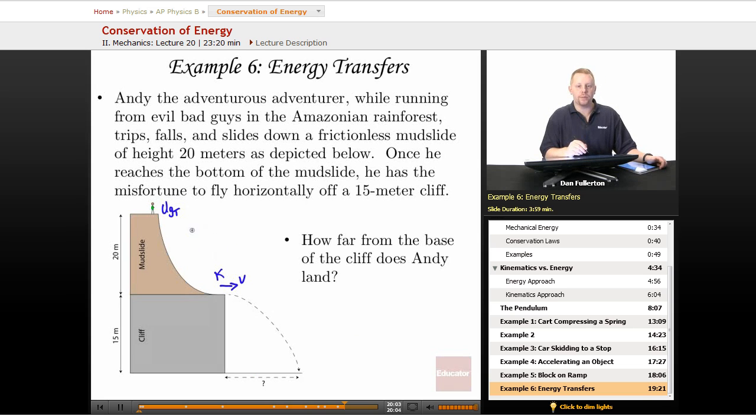Well, let's treat this as two problems. A conservation of energy problem here to find his horizontal velocity, and a review of projectile problems down here to figure out where he lands.